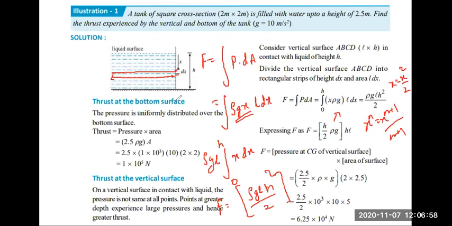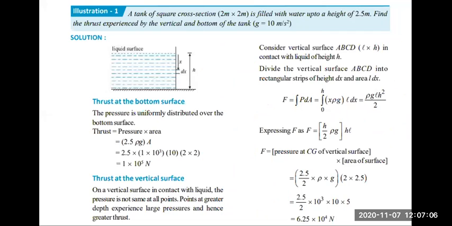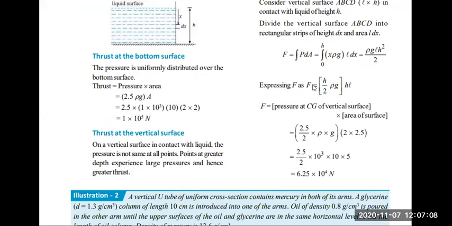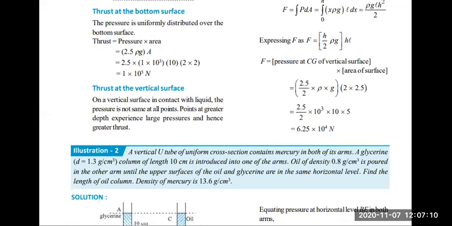Okay, I hope all of you got this problem. Yes or no? All of you got this problem based on the basic formula? Yes? Okay, very good. Now let's try one more problem based on the same thing. Okay, try solving this.